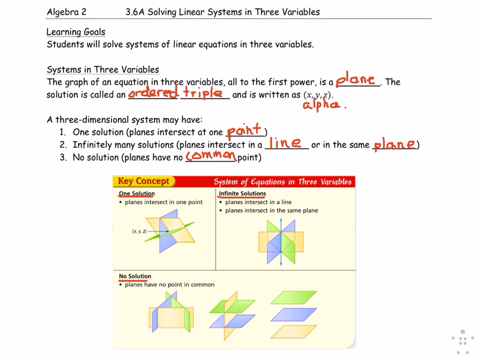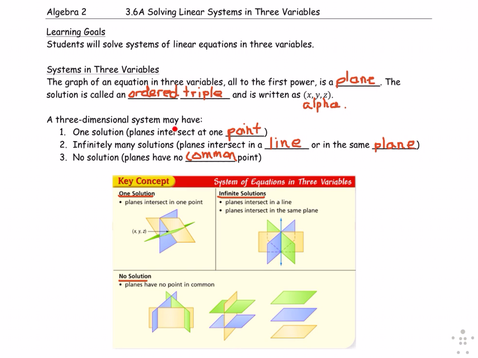First of all, because we are dealing with 3 variables, all to the first power, so linear equations in the 3rd dimension, we are working with planes. The solution then is an ordered triple. Make sure to write ordered triples, ordered pairs, etc., always in alphabetical order. So if you're not given X, Y, Z, maybe A, B, C, it will always be written in alphabetical order.